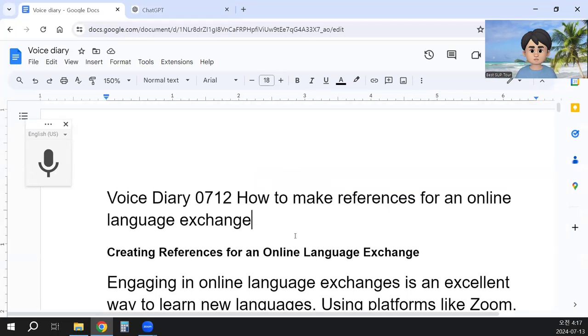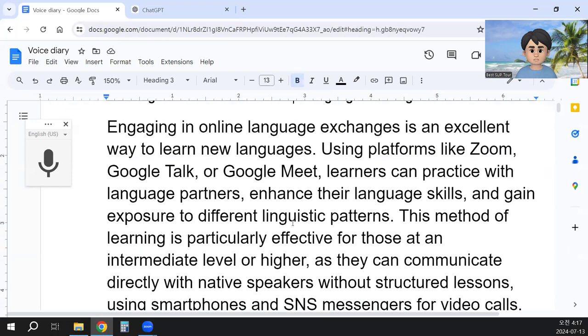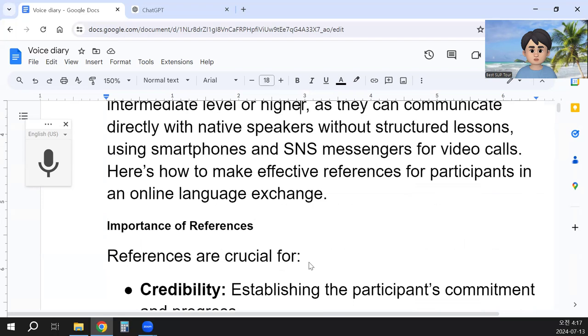Creating reference for online language exchange. Engaging in online language exchange is an excellent way to learn new languages using platforms like Zoom, Google, or Google Meet. Learners can practice with language partners, enhance their language skills, and gain exposure to different linguistic patterns. This method of learning is particularly effective for those who are at an intermediate level or higher, and they can communicate directly with native speakers without structured lessons. Using smartphones and SNS messengers for video calls, here's how to make effective references for participants in an online language exchange.